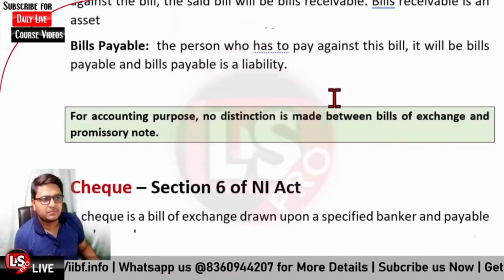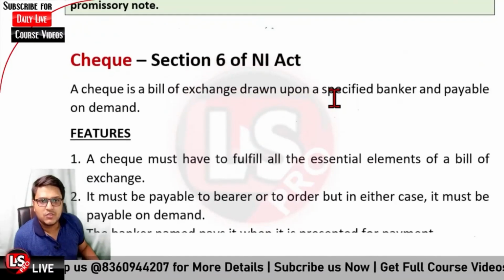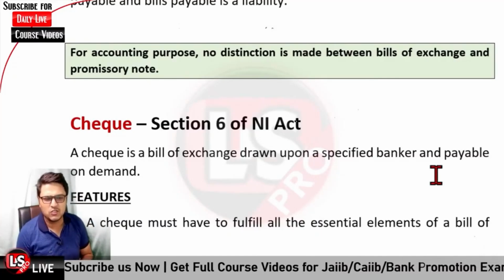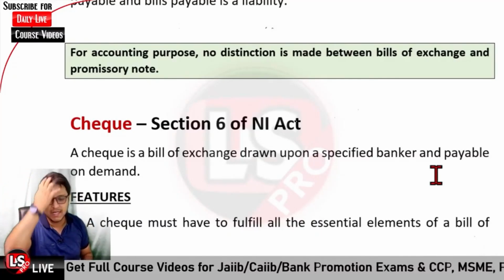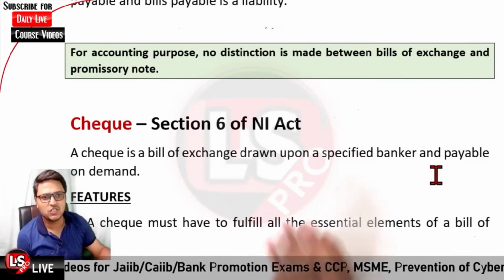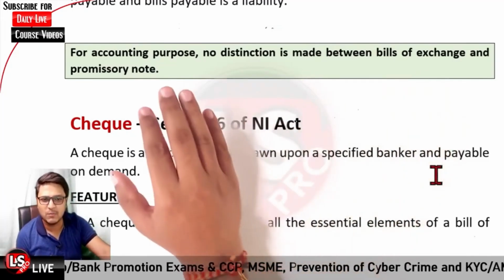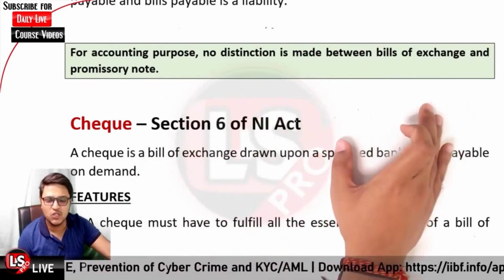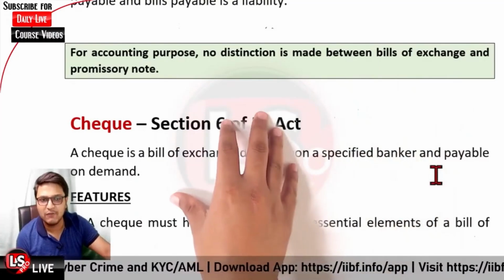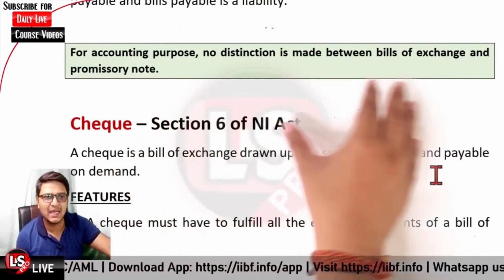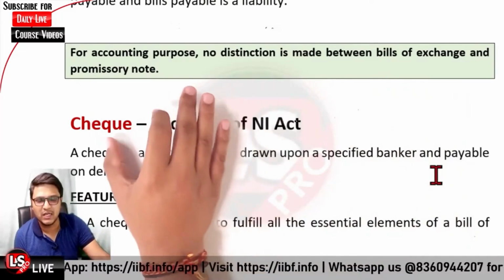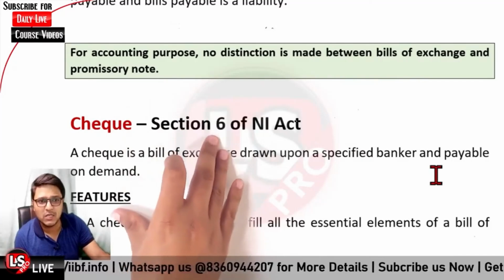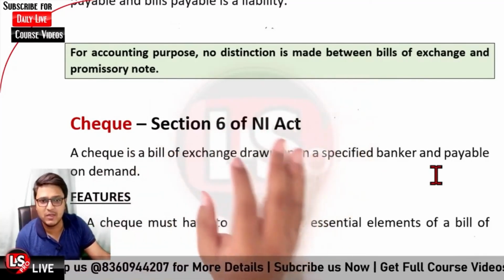Next, it is regarding the check. Now there is an important note over here. First of all, it says that for accounting purposes, no distinction is made between bill of exchange and promissory note. Otherwise, if we see the legality, there are differences, but for accounting purposes we will be considering it as the same.